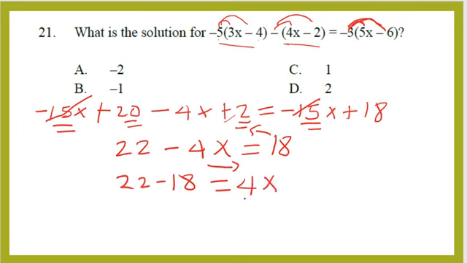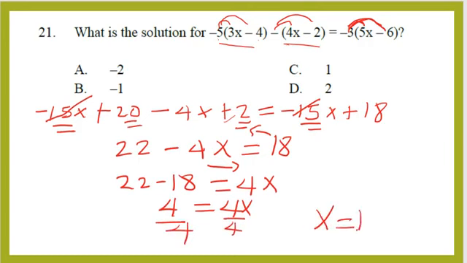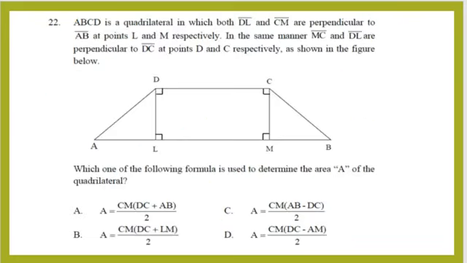The -4x, when we shift it, will be positive. Then this is equal to 4. 4 is equal to 4x, means if you divide both sides by 4, the value of x will be 1. So this is the final answer, and in the choice, the answer will be C. This is question number 21.